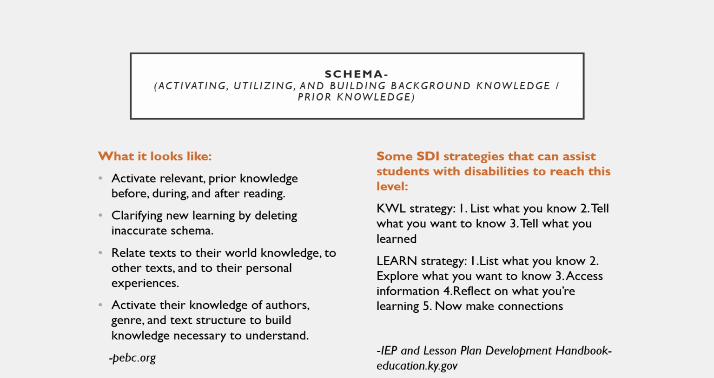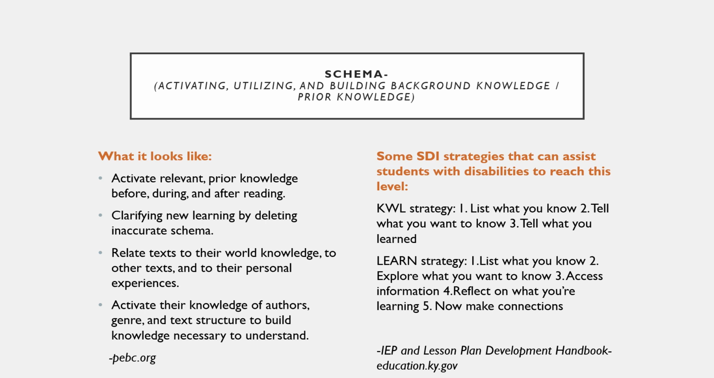Well, if a student was able to utilize their background knowledge, they would be able to activate their prior knowledge before, during, and after reading. They would be able to take that and clarify their new learning by deleting inaccurate schema. So they learn something new and think, oh, what I thought to be true wasn't. They also can relate text to their world knowledge, to other text, and to their personal experiences. They can activate their knowledge of authors, genre, and text structure to build knowledge necessary to understand.